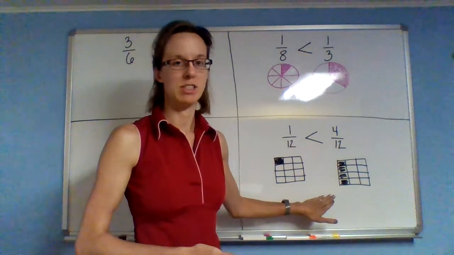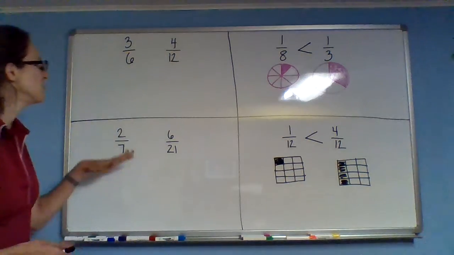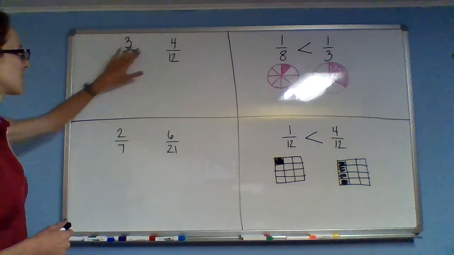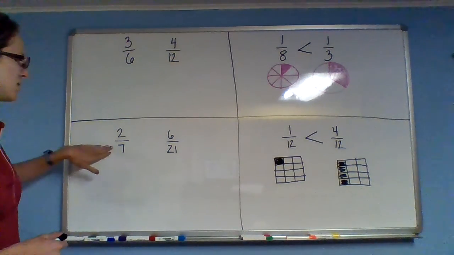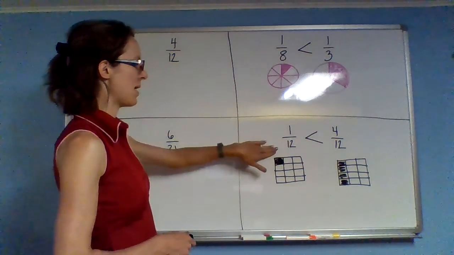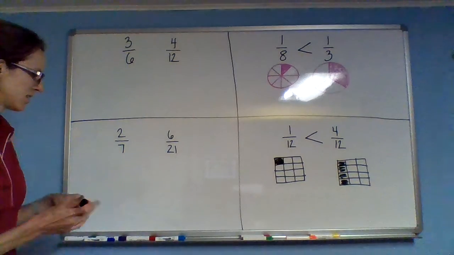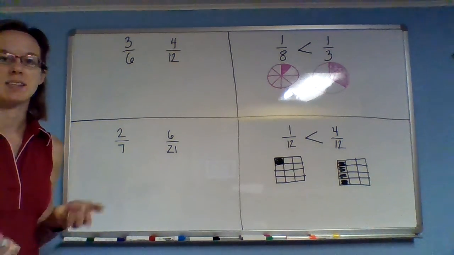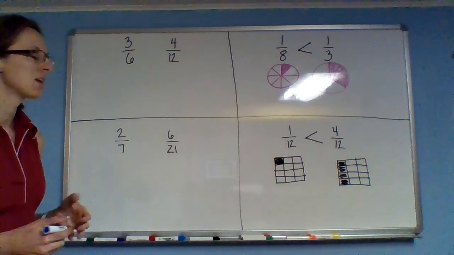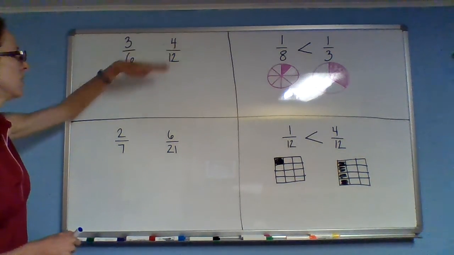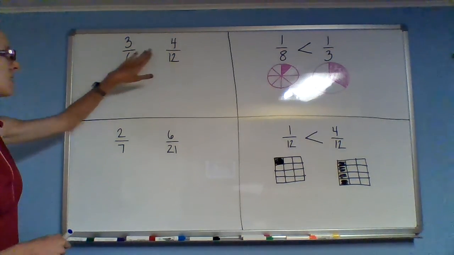But what do I do when the numerators and the denominators are both different? So here I have 3/6 and 4/12. Here I have 2/7 and 6/21. So the tops aren't the same, the bottoms aren't the same. I kind of have a mess. What you're going to want to do is to get it to the point where either the tops or the bottoms are the same. So I can look for, are there ways that I can make 3 into 4, or are there ways I can make 6 into 12?